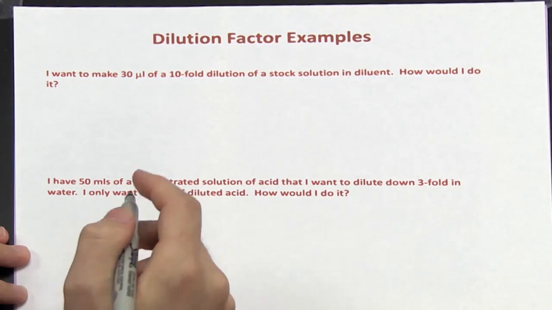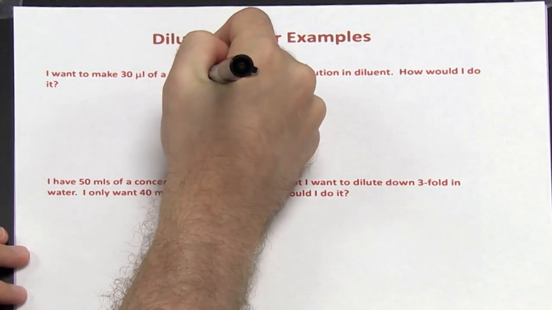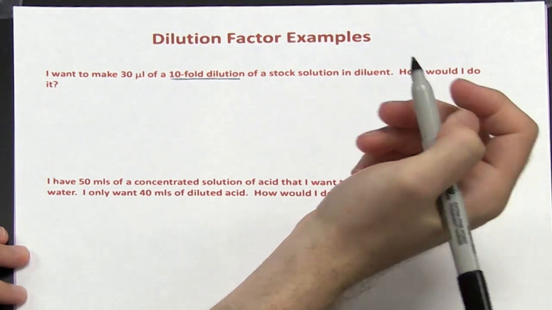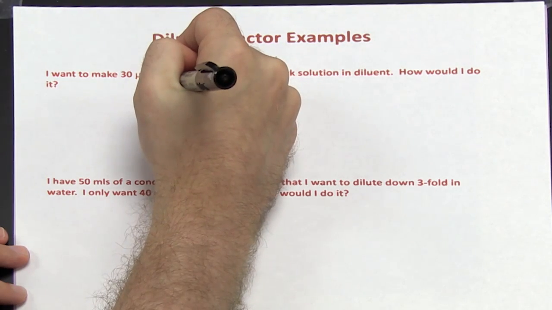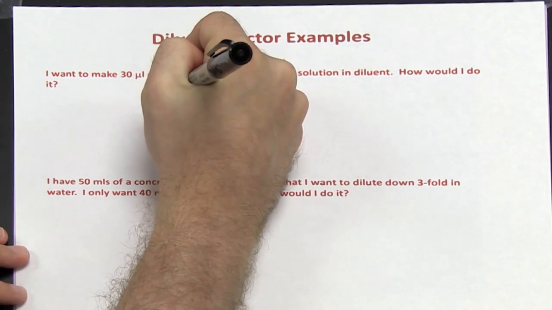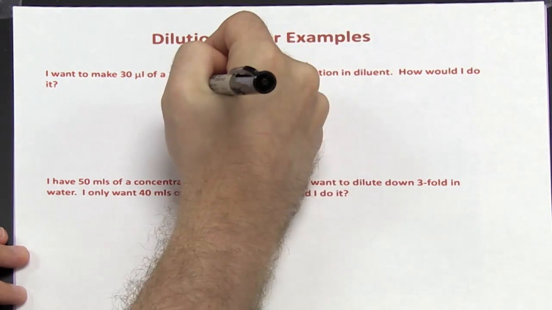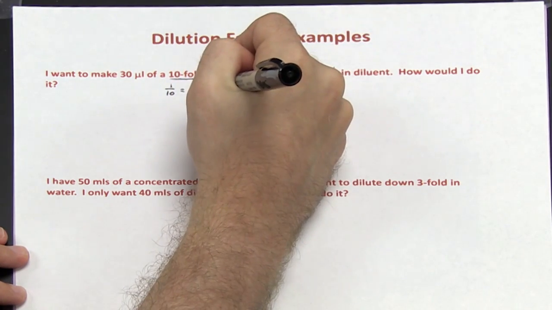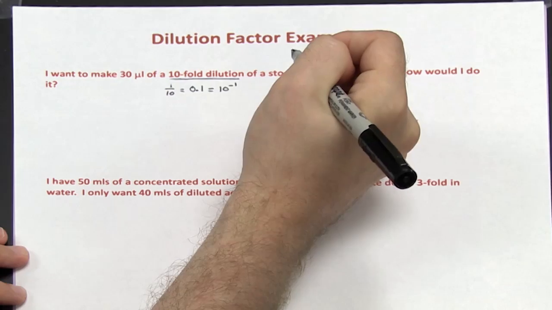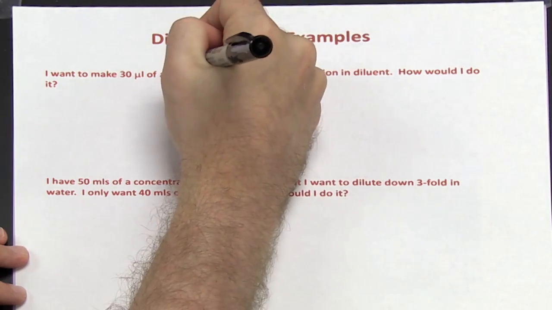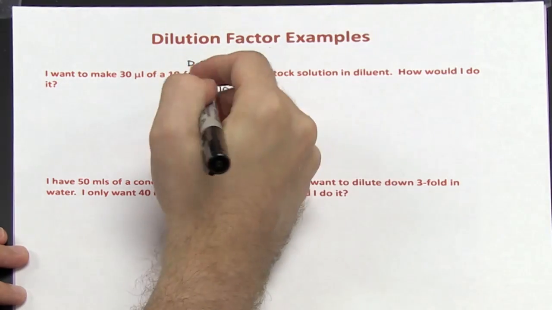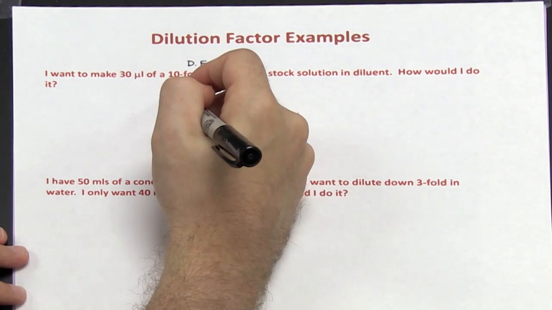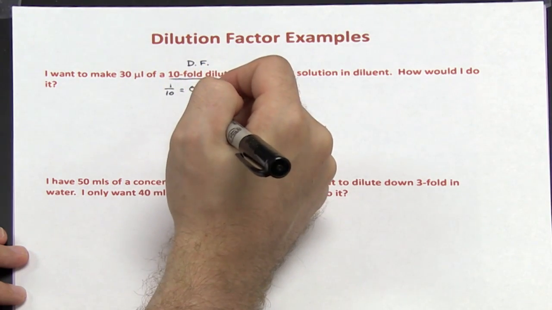Okay. So the first thing is we look and we see we want to make a tenfold dilution. That means that my dilution factor is 1 over 10, or if you want to write it in decimals, 0.1, or you can write it in exponential form, 10 to the minus 1. So the dilution factor that I am interested in making should come out to a 1 to 10 dilution.